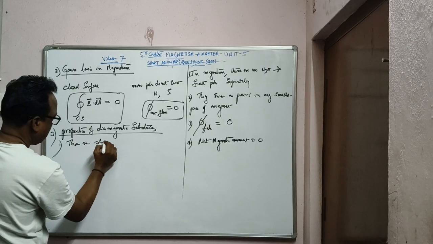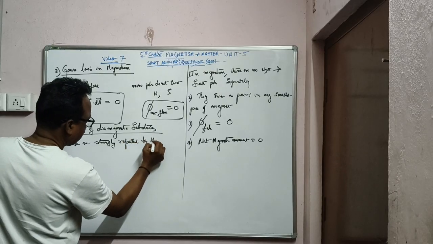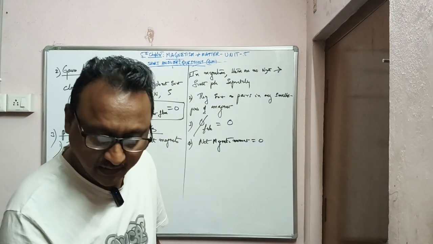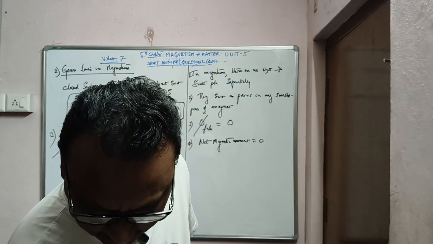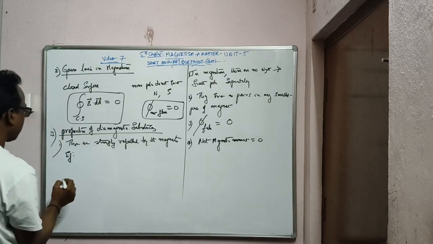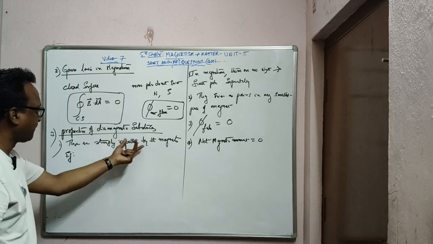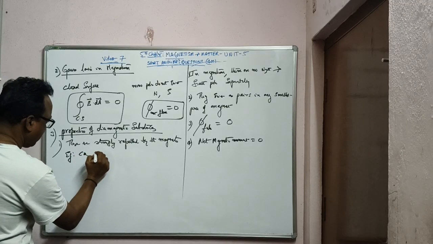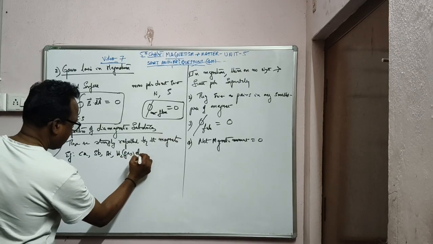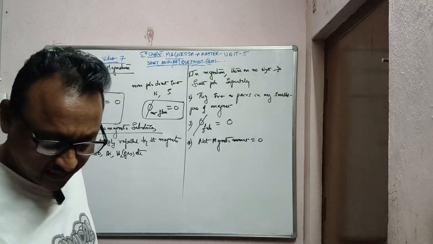These are strongly repelled by the magnets. First point, write: these are strongly repelled by the magnets. Example. First one, properties, it is a 4 marks question. Write neatly the properties of diamagnetic substances. These are strongly repelled by the magnets. Examples: copper, antimony, bismuth, hydrogen gas, etc.